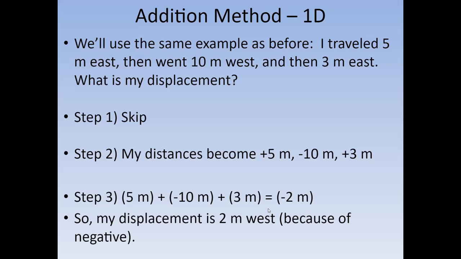So if we use the same scenarios before, what we would say is, well, I have 5 meters and 3 meters are both east, so those are two positive numbers. 10 meters is west, so that's going to be negative. I add those three numbers, 5, negative 10, and 3, and I get negative 2. So I would know that my displacement is 2 meters west because of the negative symbol. That's pretty much it.